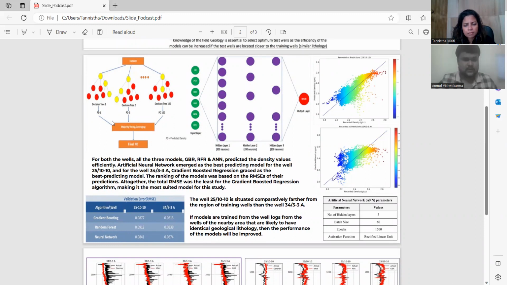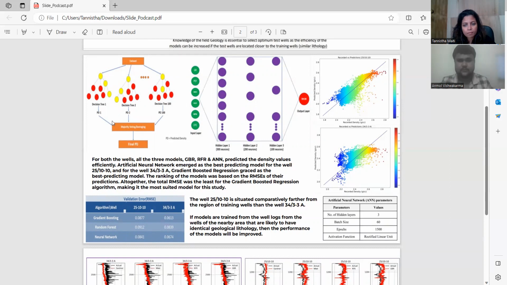Our output is the density. The random forest uses the n_estimators parameter, which came out after hyperparameter tuning to be 100. So we need around 100 decision trees to predict the densities.